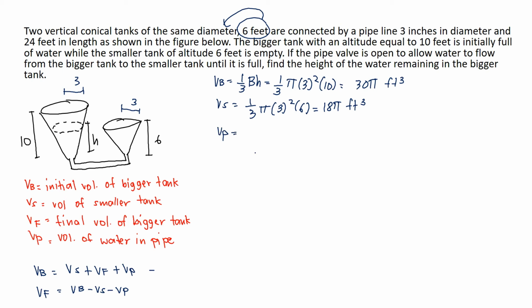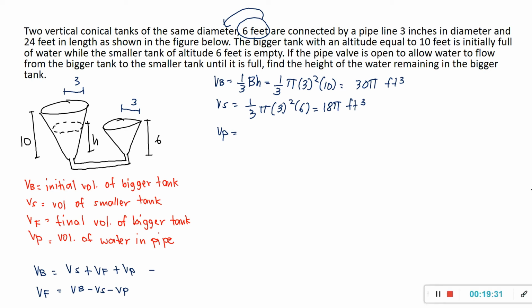So, class, this pipe is cylindrical. My drawing of the problem is ugly, but okay. It is cylindrical, class. Okay? The problem gives the diameter as 3 inches and the length as 24 feet. So, cylindrical.